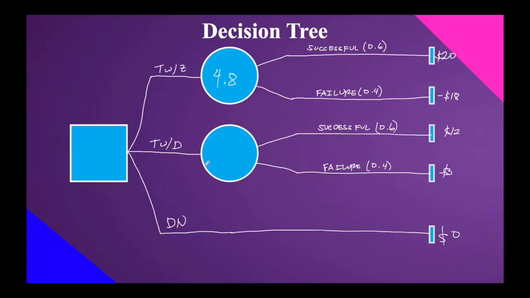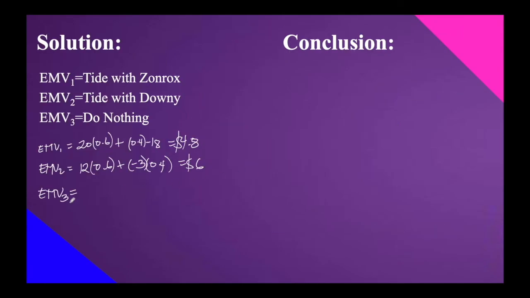Balik tayo sa decision 3. Dito po siya ilalagay, $6. Paano nakuha? Ulitin ko, successful multiplied to the payoff. This is payoff, right here. Plus failure na probability, which is 0.4 multiplied to this payoff na negative $3, and that is equivalent to 6. Okay, so let's go now sa ating EMV sub 3.